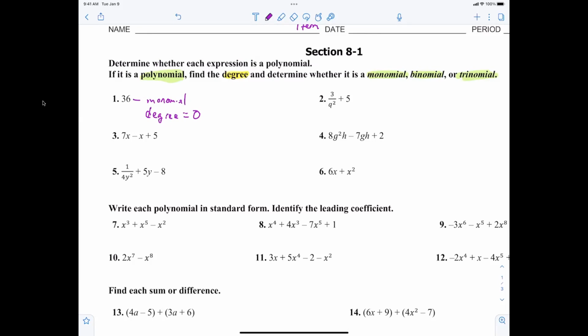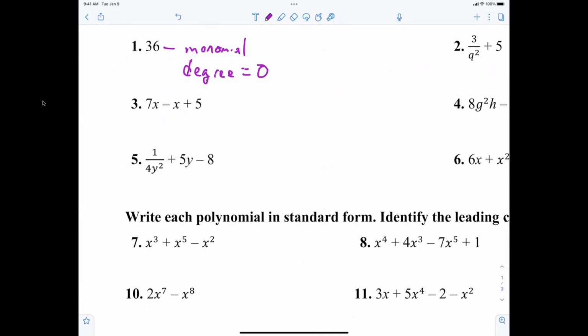Number 3. Now, what do you think 7x minus 1x is? 6x. So simplify to 6x minus 5. If I had to name this polynomial, it would be called a binomial, because there are two terms. Now, just to make sure you're paying attention, what degree is that? Nope, 1. The degree is 1.